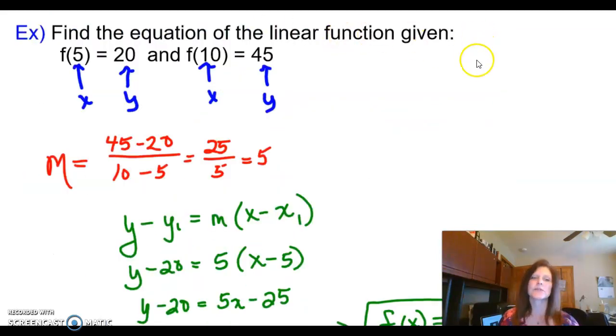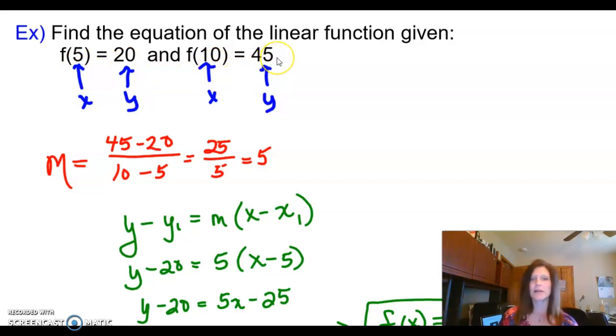In this case, we're given some function notation information. We're told that f of 5 is equal to 20 and f of 10 is equal to 45, and we're supposed to find the line from that. What we have to keep in mind is how that function notation works. Remember, those things that are inside the parentheses represent x values, and what it's equal to is the y value. So in other words, the point 5, 20 and the point 10, 45 are on my line.